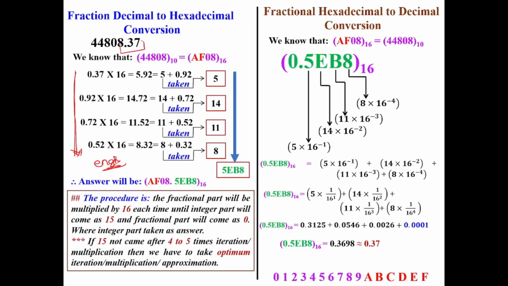Suppose after these 4 iterations we got the answer 0.298. That means it is not approximate to 0.37. Then what do we have to do? We have to do further iterations, that means up to 5 or 6 iterations. Here, after 4 iterations we got the answer, so we stop.